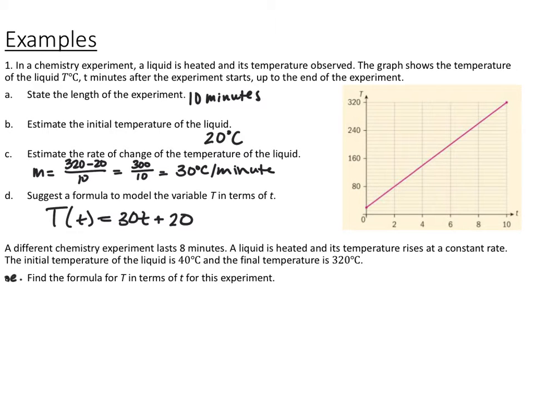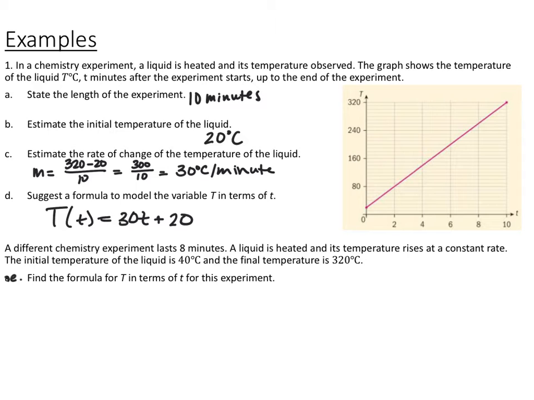So part A says state the length of the experiment. If we look at the x-axis here, it goes from 0 minutes to 10 minutes. So the length of the experiment was 10 minutes. Part B says estimate the initial temperature. So that would be your y-intercept. I looked over here at time 0. It looks like it's at about 20 degrees Celsius.